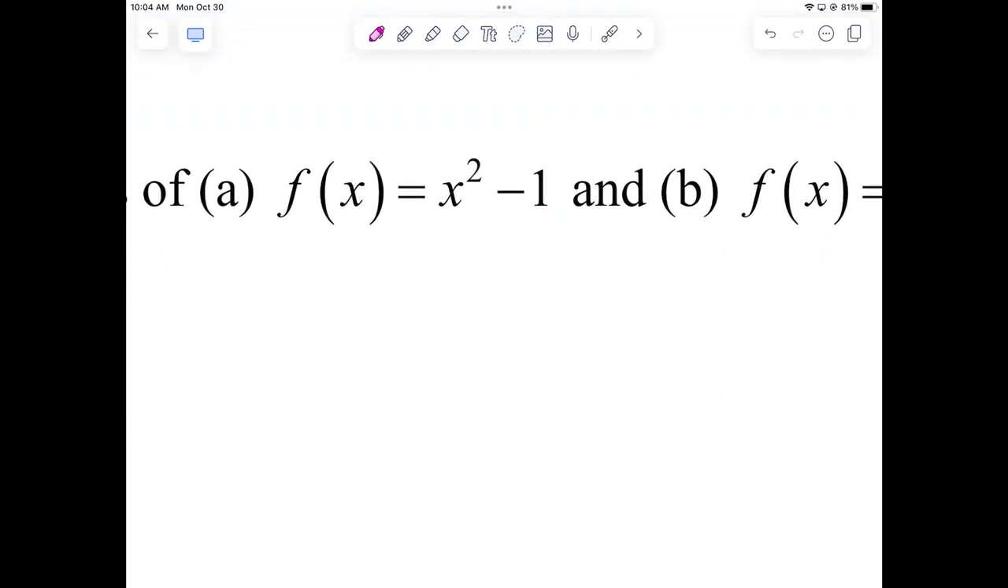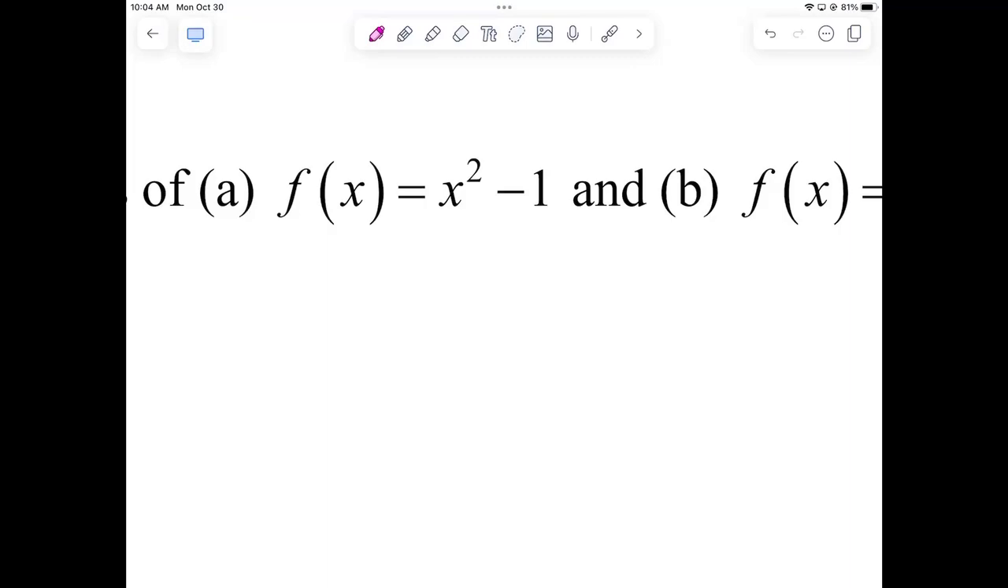Based upon the chapter section we just got out of, how many roots does this one have? Can you tell me? 2. How do you know it has 2 roots? It's a degree 2, right? That's what the theorem says. It's going to have exactly 2 complex roots.